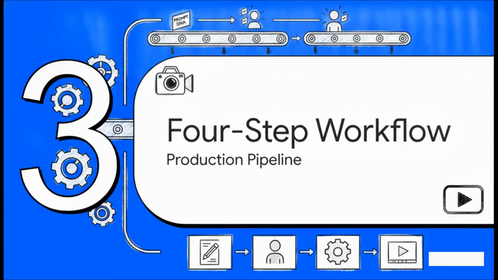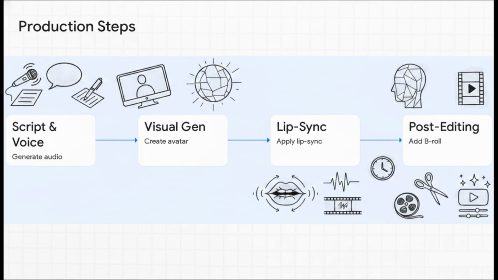All right, part 3, the 4-step workflow. Now that we have our prompt DNA, let's hit the assembly line. This production pipeline is a strict sequential process. You really can't skip around here. It goes step 1, script and voice. Step 2, visual generation. Step 3, lip sync. And step 4, post-editing. Let's uncover the secrets hidden inside these steps.